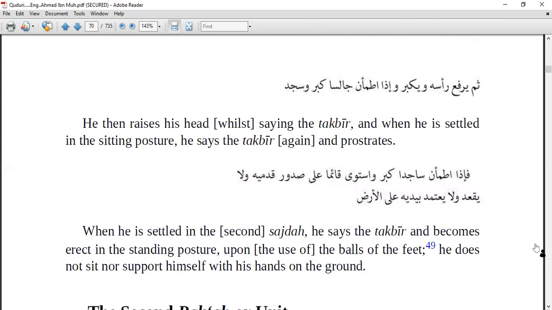So you made the first sajda, then what do you do? ثم يرفع رأسه ويكبر. Then you raise your head while saying the takbir. وإذا اطمأن جالسا. And once you've settled down in the sitting posture, and all your joints go back to their resting place, كبر وسجد. You again say the takbir and then perform the second sajda, right? Same 3 times, say Subhana Rabbil A'la. Any other dua or dhikr that you know of, you do that.